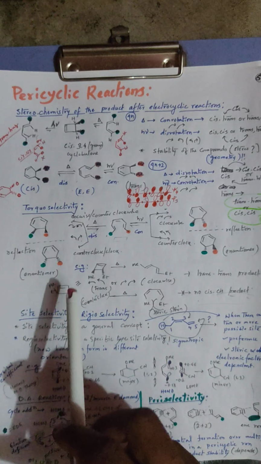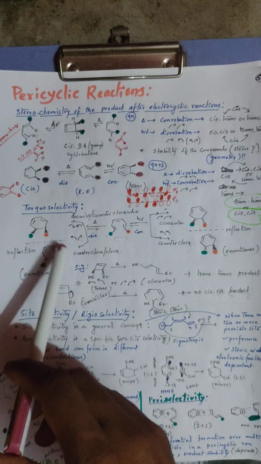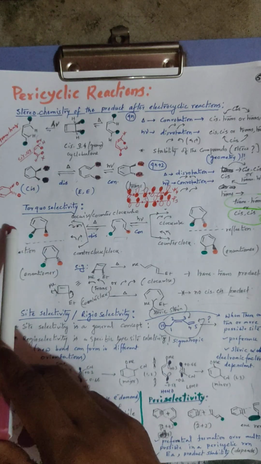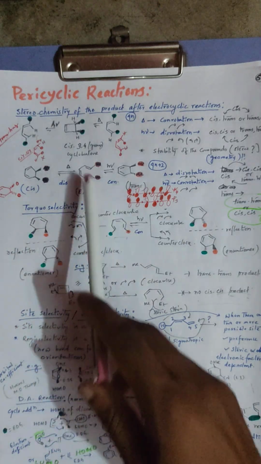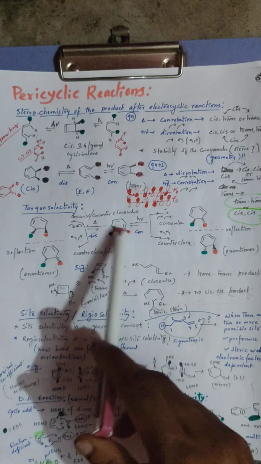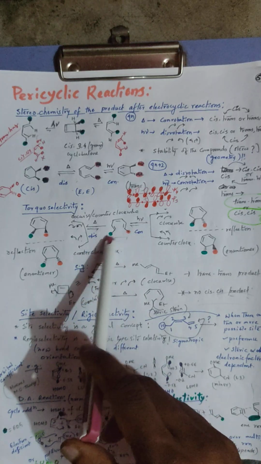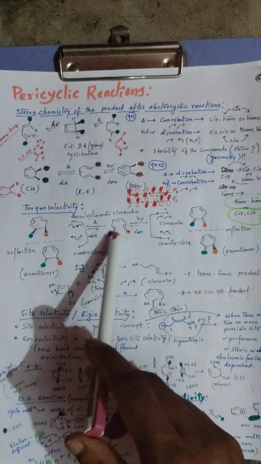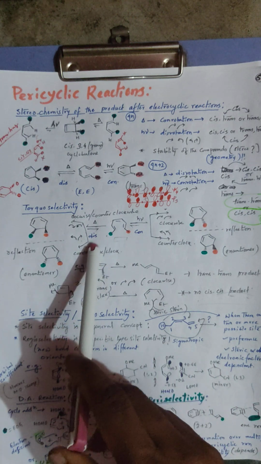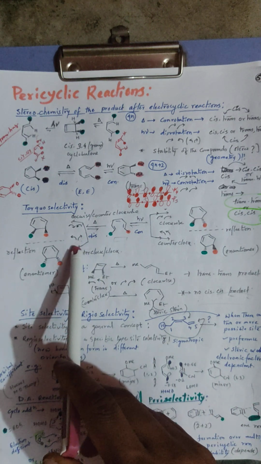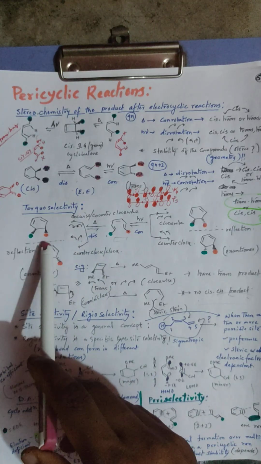Now we will discuss some different types of selectivity in pericyclic reactions. One is torquoselectivity. What is that? If this cyclohexatriene system has defined substitution on the terminal alkene, then under thermal condition we can see that disrotation happens. This rotation either follows the inward motion or the outward motion.